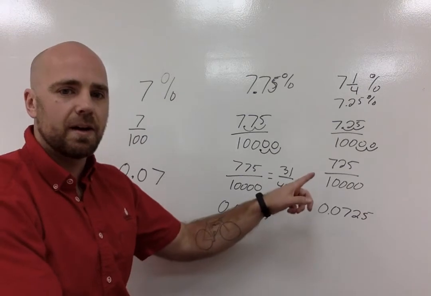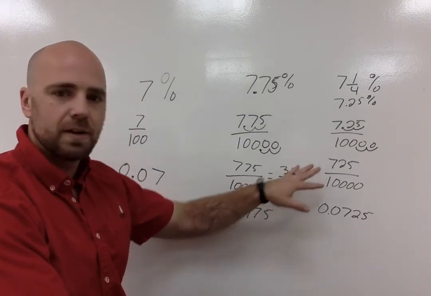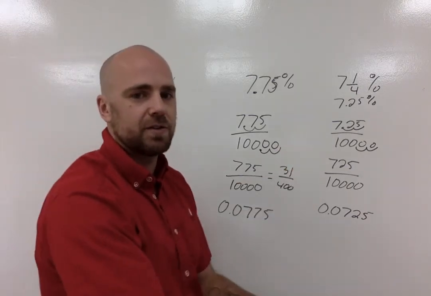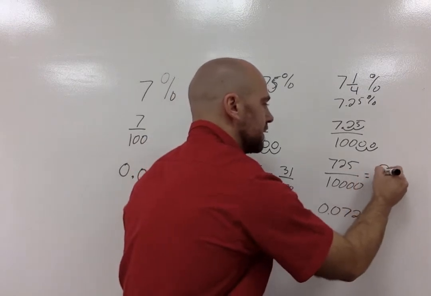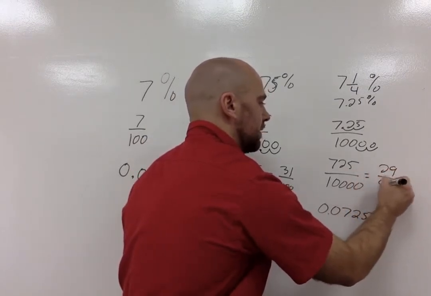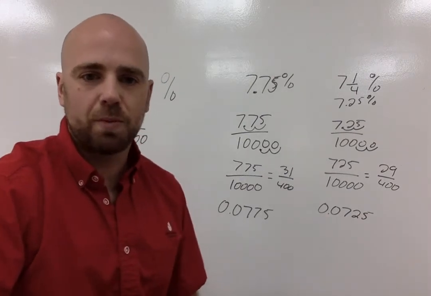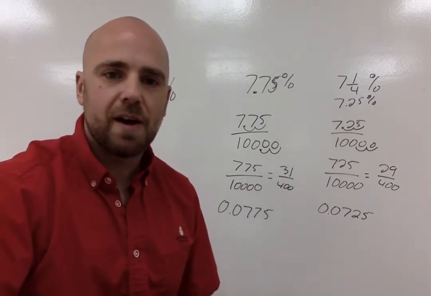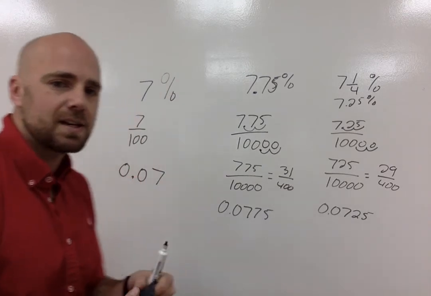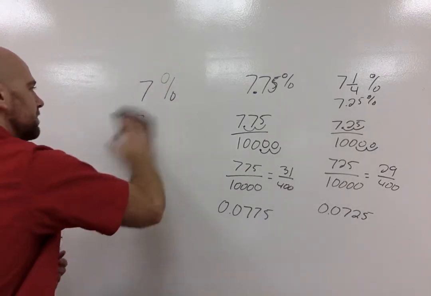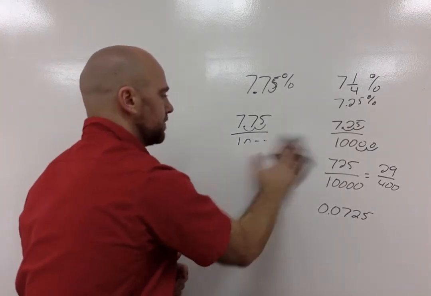And then for this one, I can reduce it by a factor of 25 as well, and that gives me 29 over 400. All right, so that was the first example when we're starting with percentages. Now, what if we start with a decimal? Okay, well, let's see what we can do.